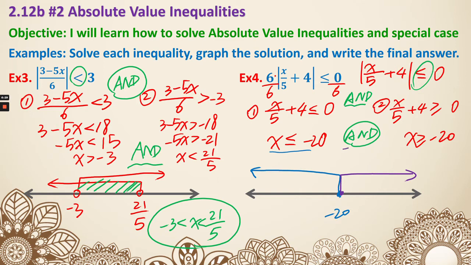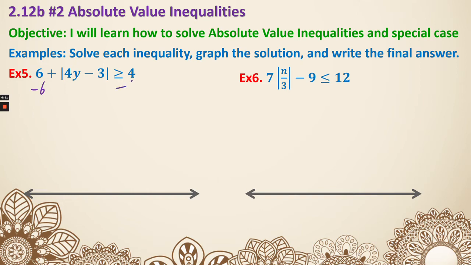Again, because the word is and, so we are looking for overlap. This is the only point they actually overlapped. So the answer is x equals -20. If I change that question from an inequality sign from less than or equal to actually less than, the answer would actually be no solution. Moving on, example 5.